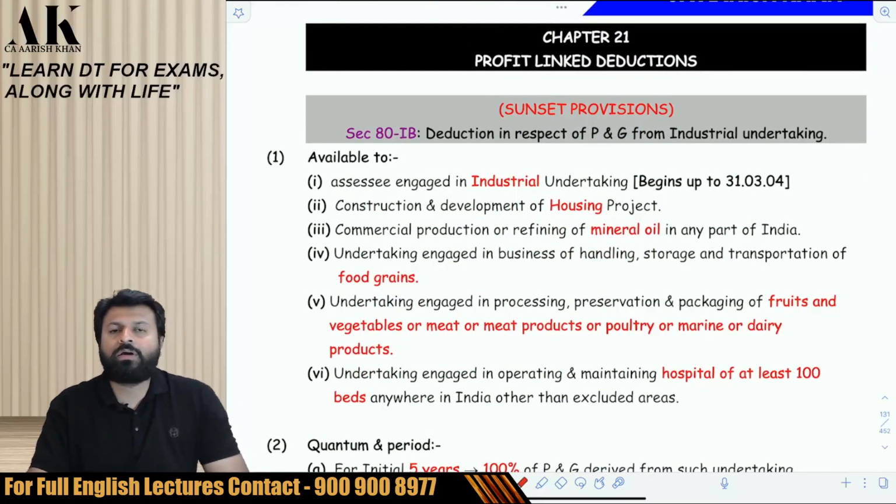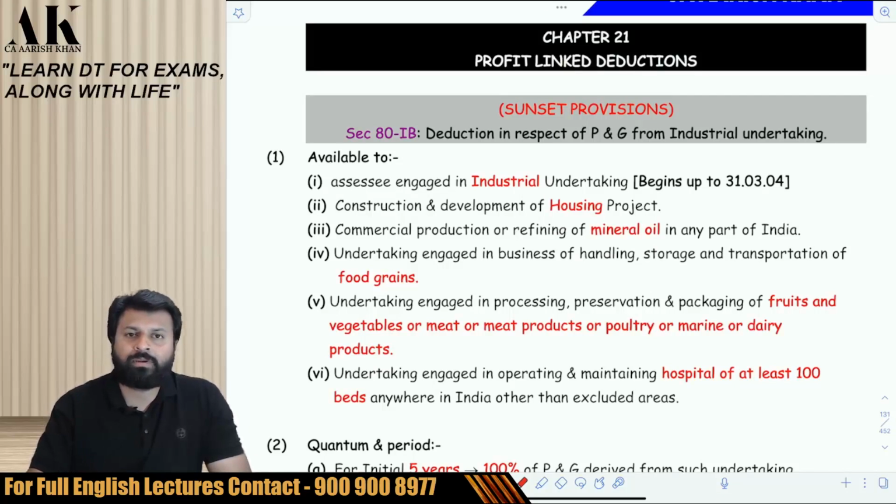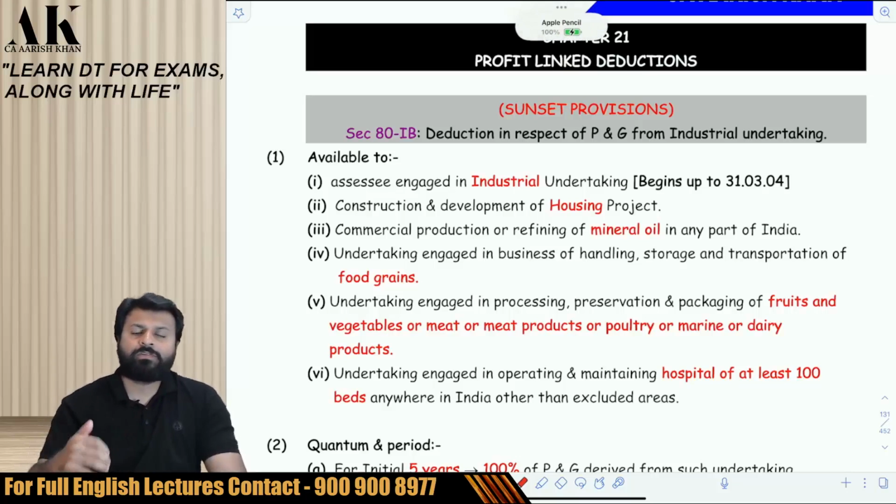That is a small topic which talks about certain profit linked deductions. We are going to learn around 8 profit linked deductions under this chapter, which will help us analyze the next topic, minimum alternate tax, which is one of the most important topics of your CA Final syllabus. Okay. So now these are the deductions which are profit linked deductions.